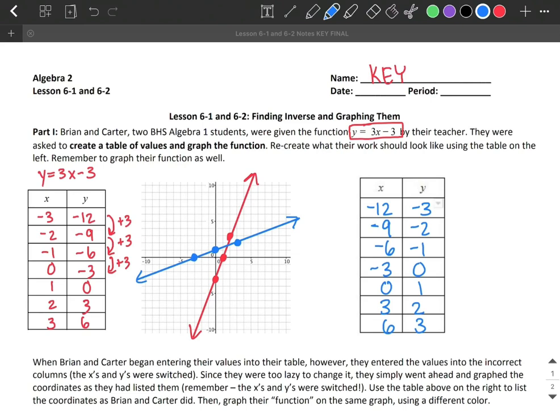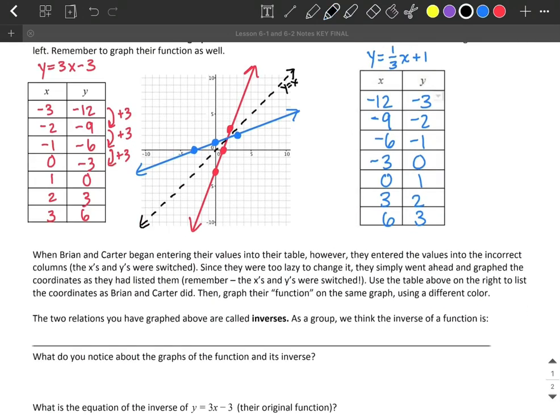So if I wanted to find the equation for this blue line, I know that the slope is up 1 to the right 3, so it's 1 over 3x, and then my y-intercept is 1, so I'm adding 1. The two relations that we graphed above are called inverses, and we call two things inverses of each other when the x's and y's are switched.